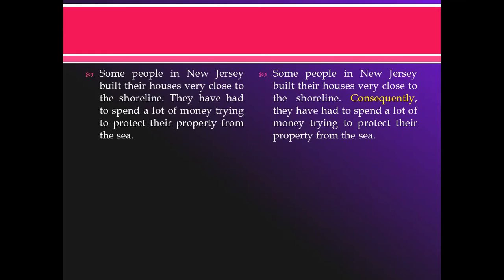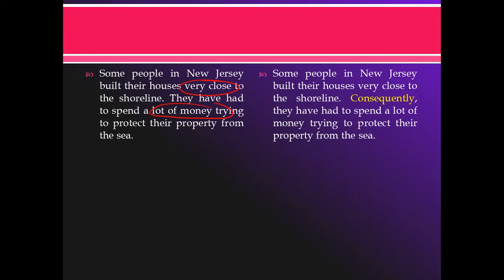Some people in New Jersey built their houses very close to the shoreline. They have had to spend a lot of money trying to protect their property from the sea. There's nothing wrong with the way this is written, okay? But the two are related. Why did they spend all of this money? They spent all of this money because they built their house too close to the shoreline, right?